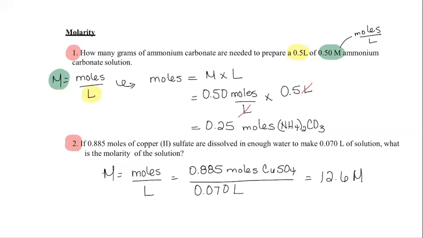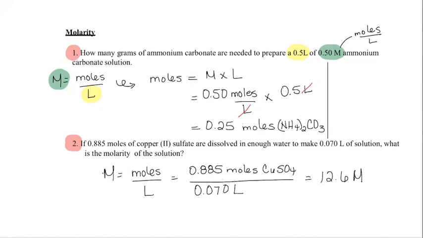So excellent. Now we know that for making the solutions, we need 0.25 moles of ammonium carbonate. So to get to the grams of ammonium carbonate, what we need to do is take those moles and convert them to grams. Let's put in the chat, what is the conversion factor that will get me there? How do I change from moles to grams? What do I need? Excellent, the molar mass. Great job, you guys.